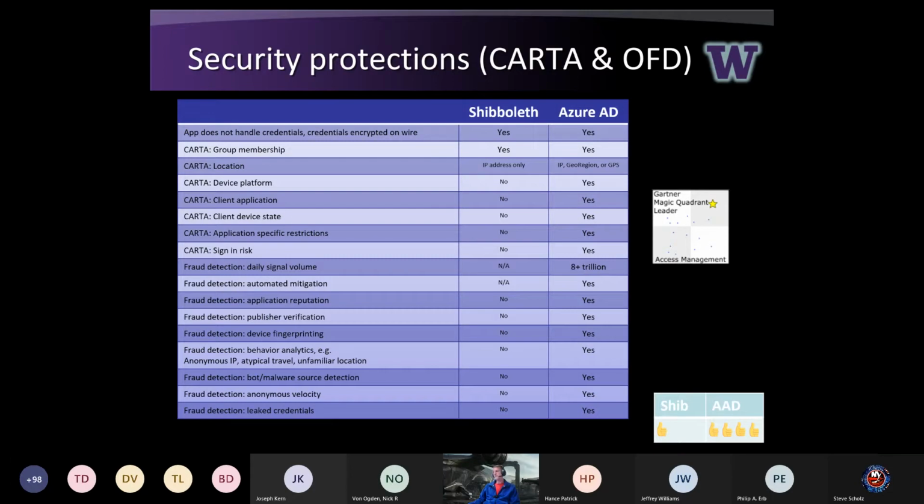Next, the security section. I'm not going to talk a lot about the stuff here because it's pretty much no on the left and yes on the right. And that is why you got the 4 to 1. You can review this at your leisure. The big takeaway here is that if you want the security protections, which are arguably two of the four forces that Pamela and Heather talked about, Shib is not going to cut it.